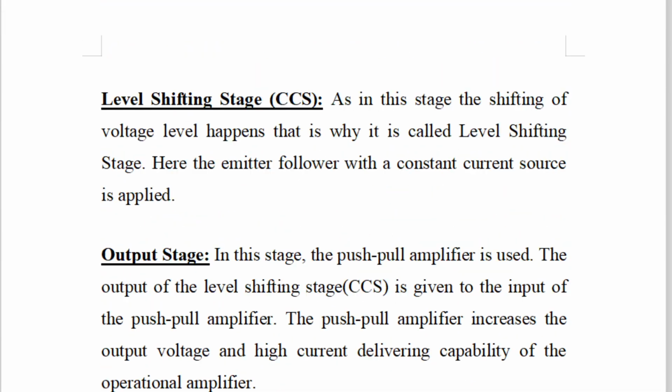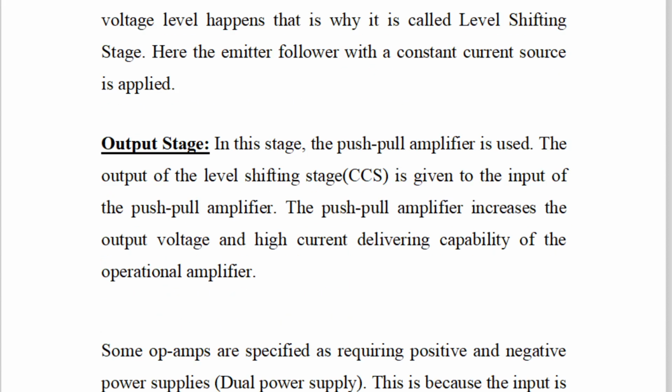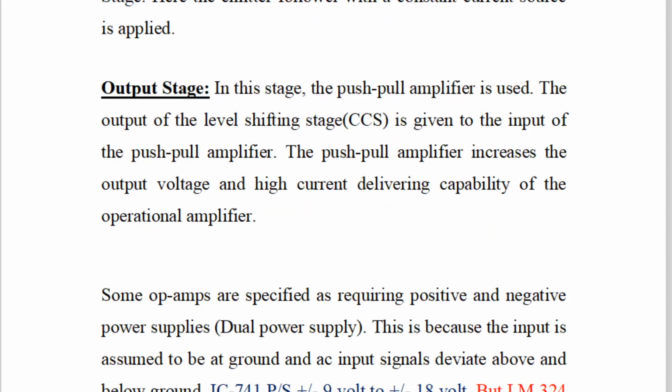Next one, the level shifting stage. It is also called a constant current source. So in this stage shifting of the voltage level happens, that is why it is called the level shifting stage. Then the output stage. In this stage, a push-pull amplifier is used, which we have already studied. You can read through this information.